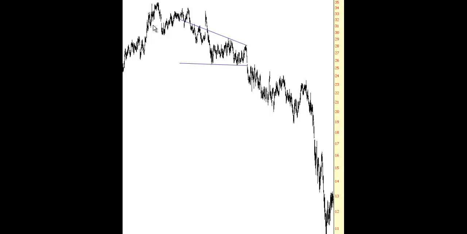Now, the descending triangle is basically the same pattern turned on its head. You've got a horizontal line here representing support, and a descending trend line representing a series of lower highs. And in these instances, you will see that the breakdown beneath the descending right triangle often precedes a drop in price. Sometimes it takes a while to really get moving, and other times it's quite sudden and quite dramatic.